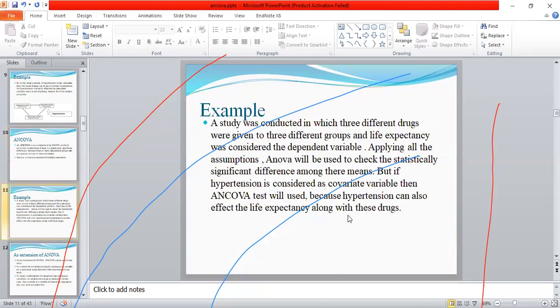So, for example, a study was conducted in which three different drugs were given to three different groups, and life expectancy was considered the dependent variable. Applying all the assumptions, ANOVA will be used to check the statistical difference among their means. But if hypertension is considered as a covariate variable, then the ANCOVA test will be used because hypertension can also affect life expectancy along with these drugs.